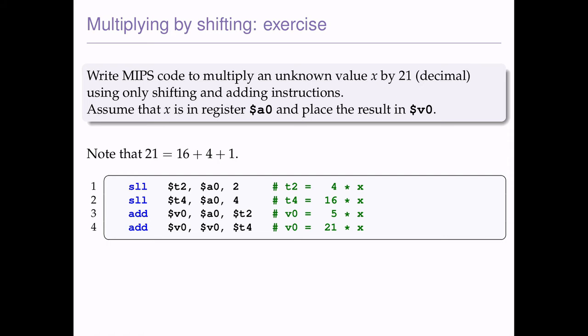So we decompose the number this way so that we can see which powers of 2 we're going to use to get the result. And then we put this into MIPS.